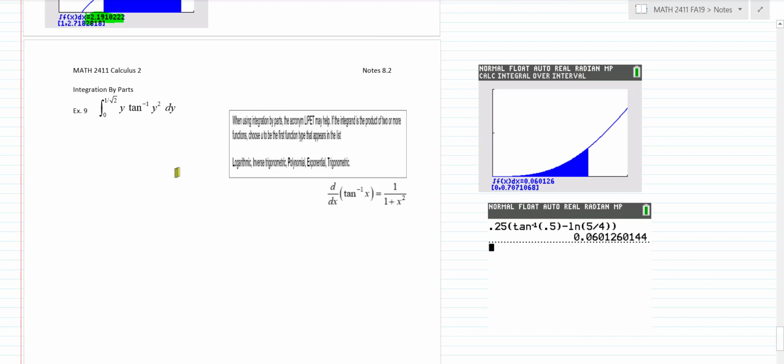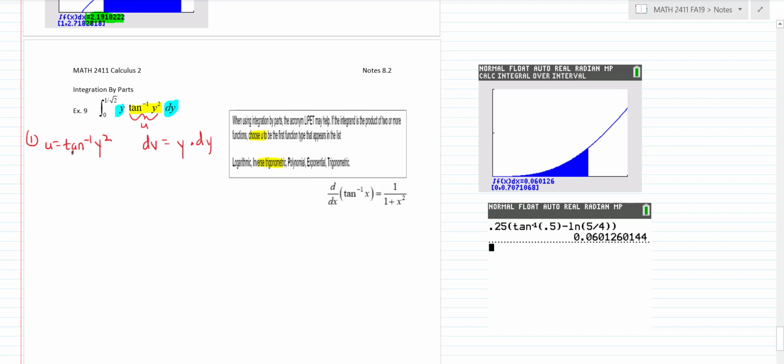So the highest priority is inverse trig. Inverse trig is a high priority for u. So according to this set of guidelines here, that would be your best thing to let u be equal to, and then dv will be what's left over. Let's start integration by parts. So u is going to be the inverse tangent of y squared, and dv is going to be what's left over, y dy.